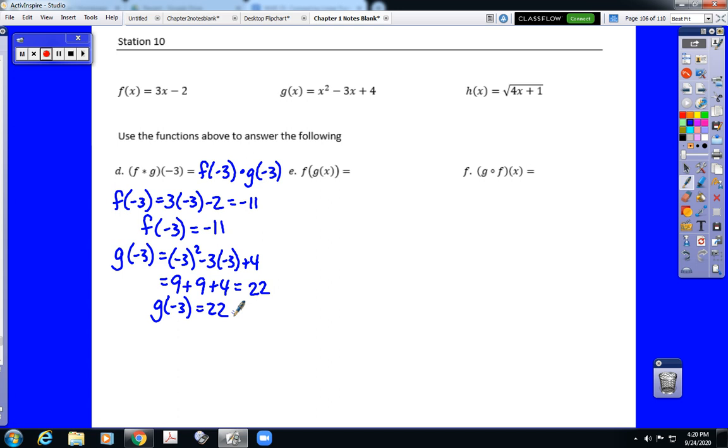So what we do is we multiply those two values together to do f times g of negative 3. We do negative 11 times 22, which is negative 242.